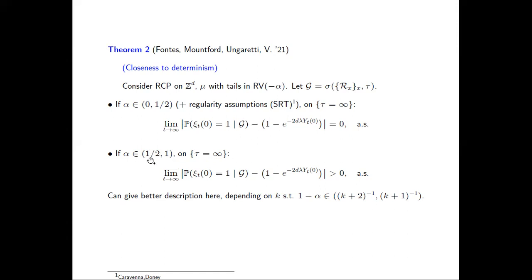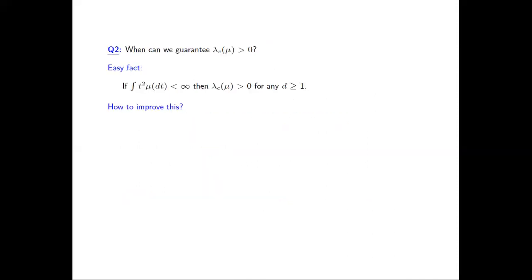When alpha is bigger than 1/2, you need to replace this 2d by something else, like 2d minus k, depending on where alpha is. But this is already more specific, I don't want to enter into it now. Okay, in this case you can say something very strong, very precise, but here we did use this regular variation issue.